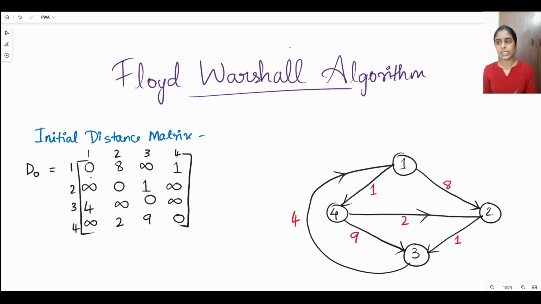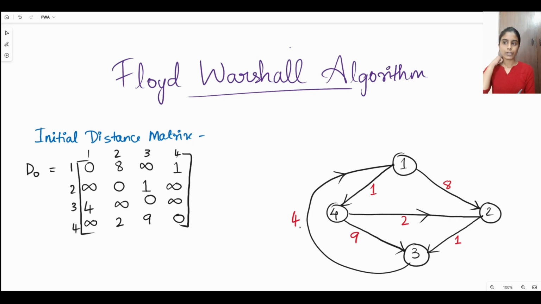Now the initial distance matrix is given by D0, where the diagonal entries are all given 0 because we don't have any self loops or multiple edges in the given graph. If there are self loops or multiple edges, then we remove those edges from the graph by retaining only the edge with the least weight. Now, this example does not involve any self loops or multiple edges. So therefore, since there are no self loops, the diagonal entries are all 0 for the distance matrix. So we give the diagonal entries as 0 like this.